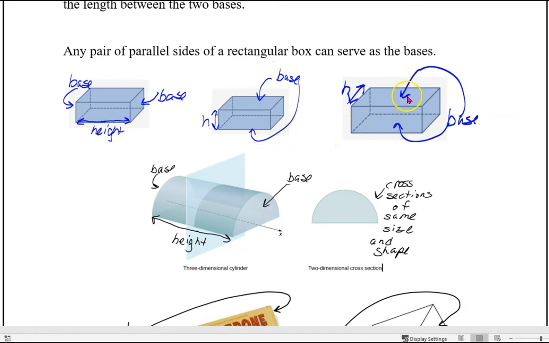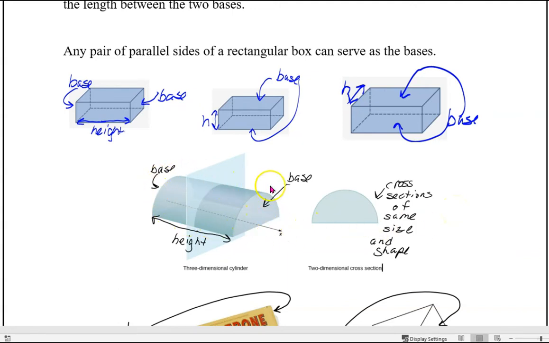If I use the front and the back as the bases, then I'm pulling it along an axis that is going sort of into the page, if you will. And that makes the height be this distance right here. Notice that the height depends upon the distance between the two bases.